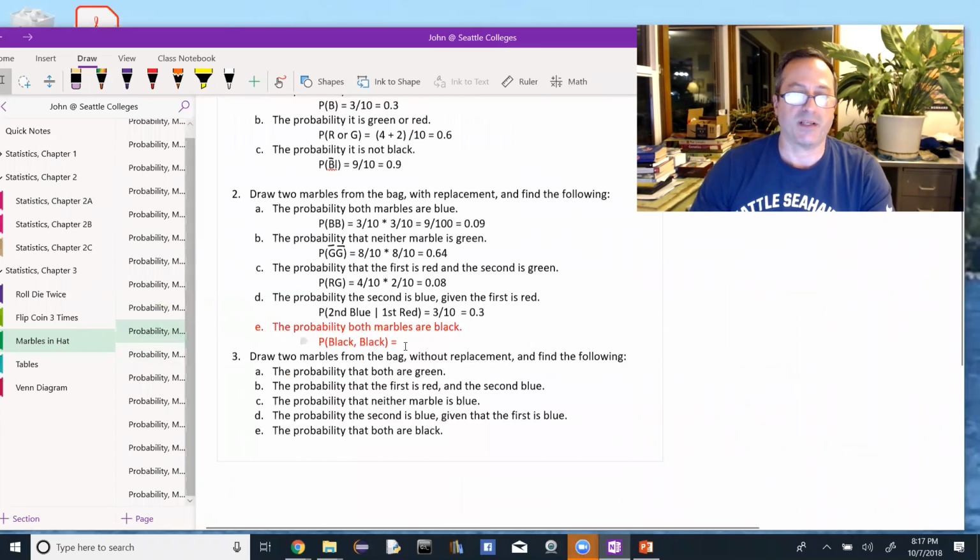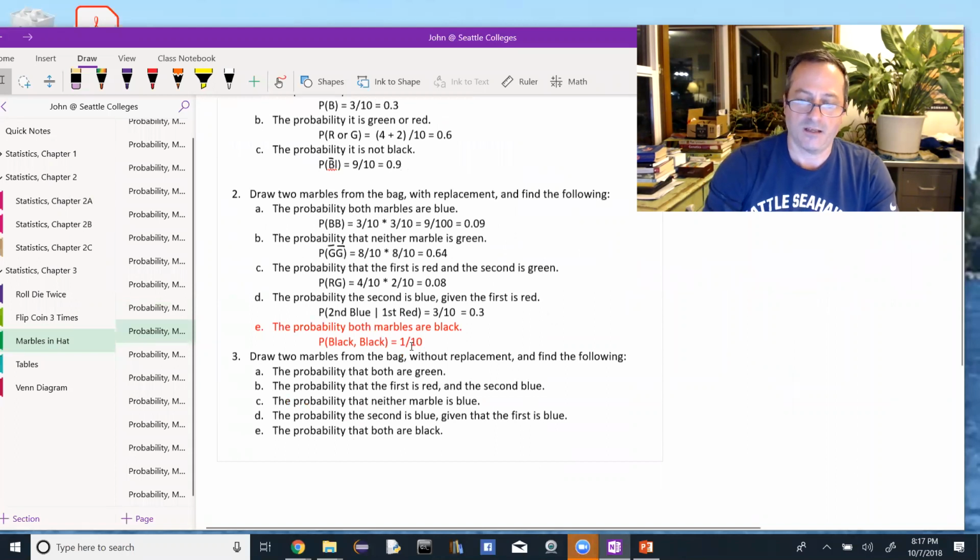The last one, the probability that both marbles are black. Again, we have only one black marble, but we take it out, then we put it back in. I get 1/10 times 1/10, which is equal to 0.01.